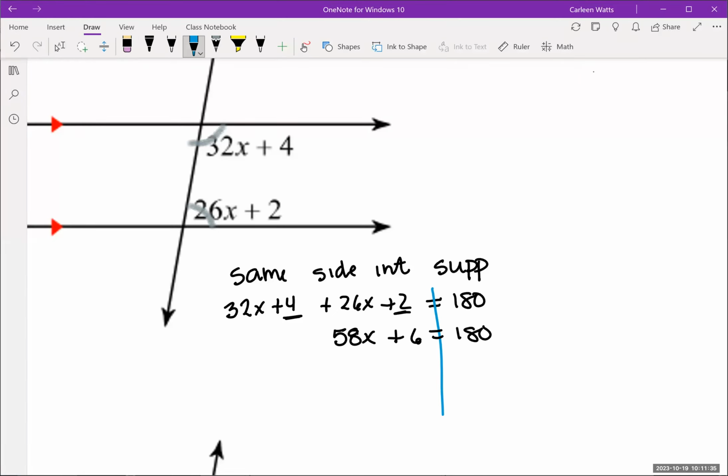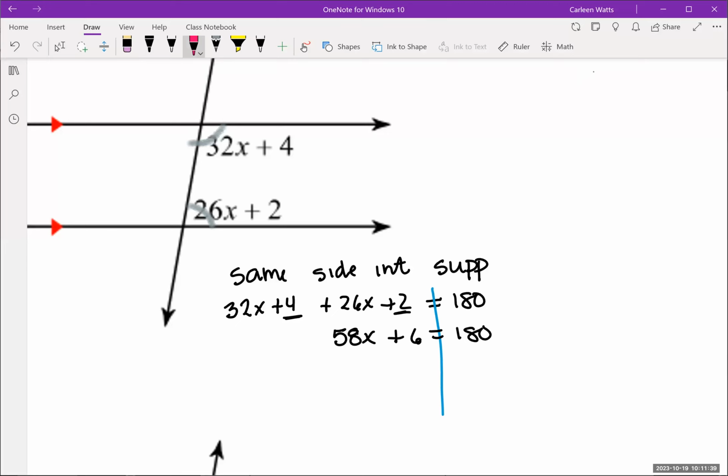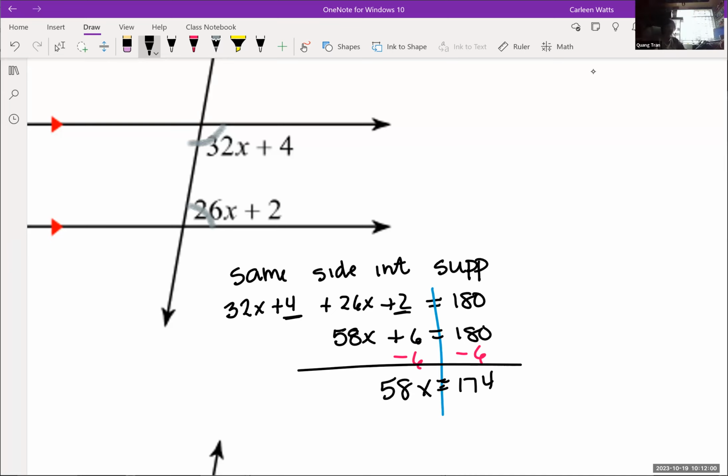Next, we're going to isolate, right? Someone's in the wrong side. All right, minus 6. 58x is equal to 174. And very often, the last step of solving the equation is division. Divide by 58. So x is equal to 3.